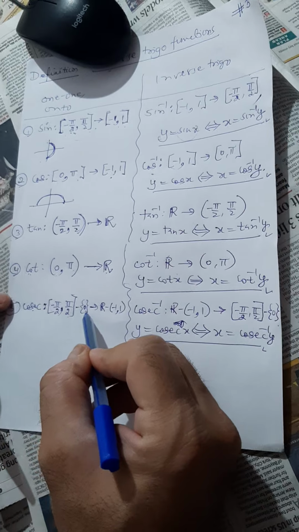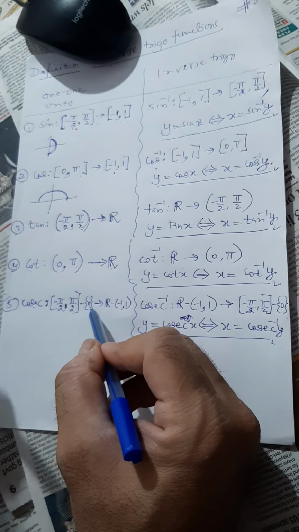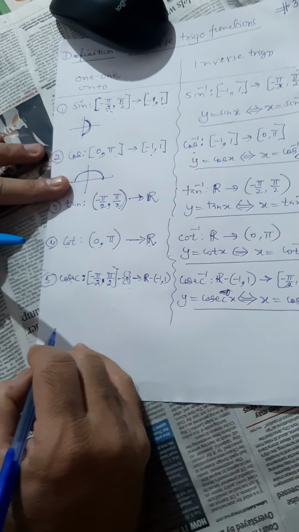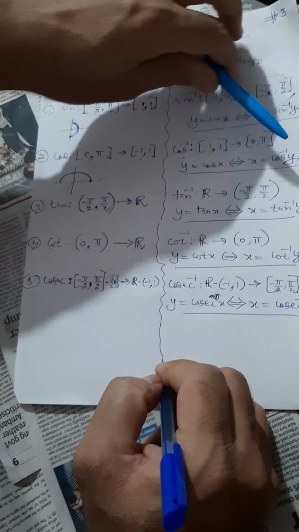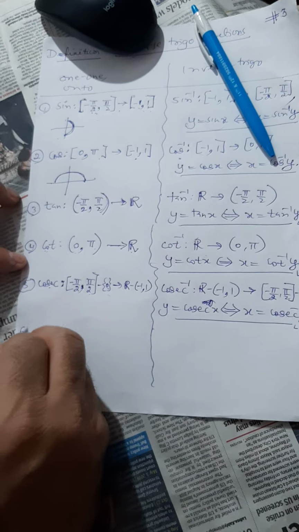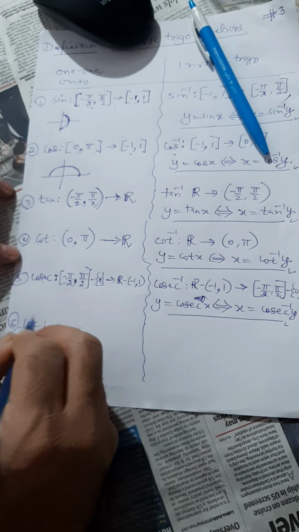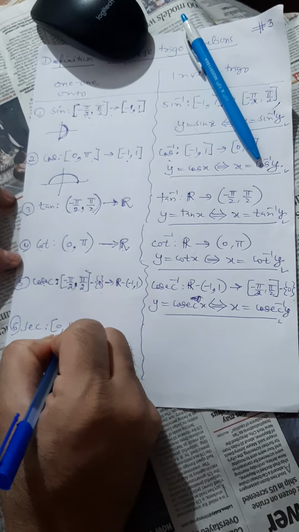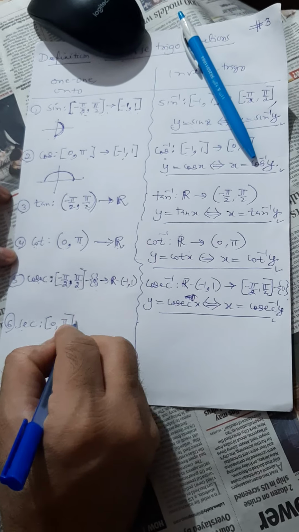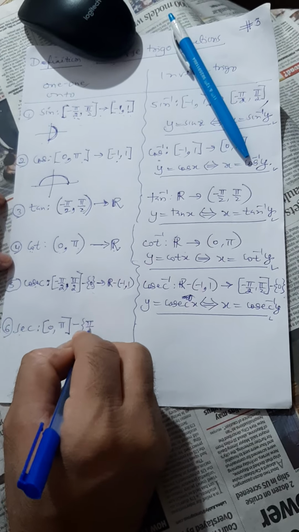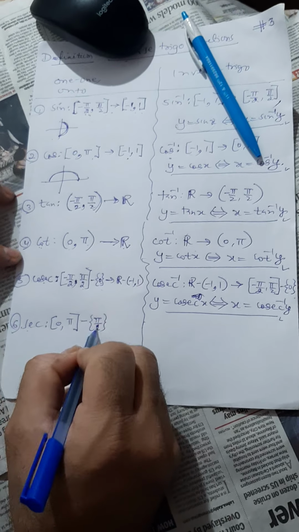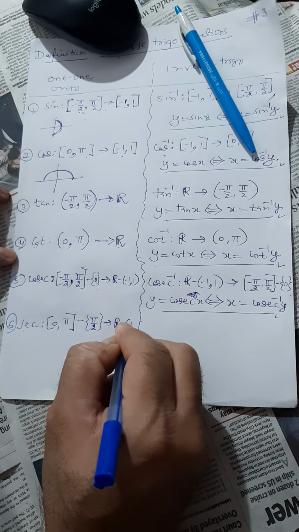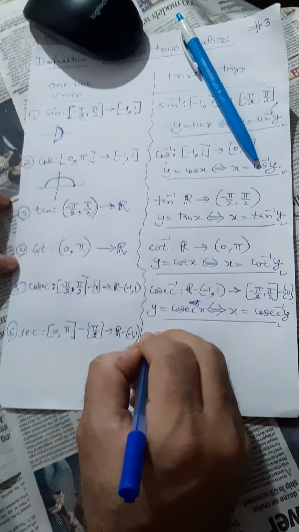Because cosec 0 is not defined, because cosec 0 is 1 upon sine 0, which is undefined. That's why we have dropped that. And last function finally, which is sec function. Now you must have realized it just comes from the cos function only. So domain is 0 to pi. Now again at pi by 2, this is undefined. So here we write minus pi by 2 because sec pi by 2 is undefined. To R minus open interval minus 1 to 1.